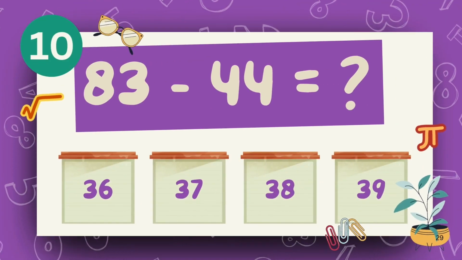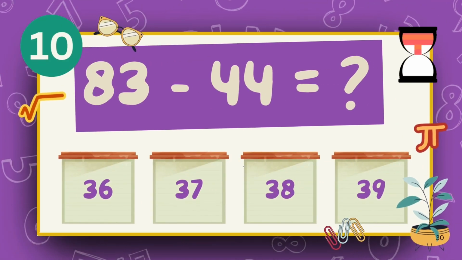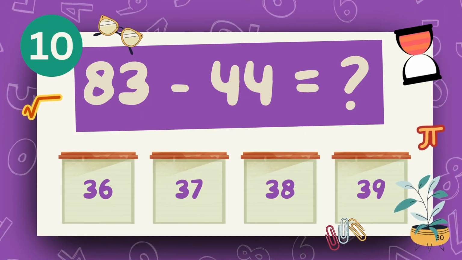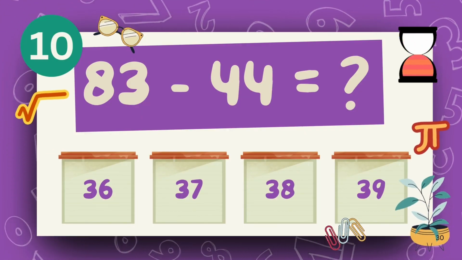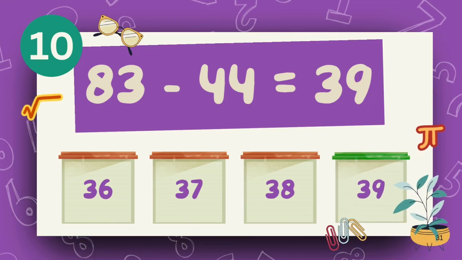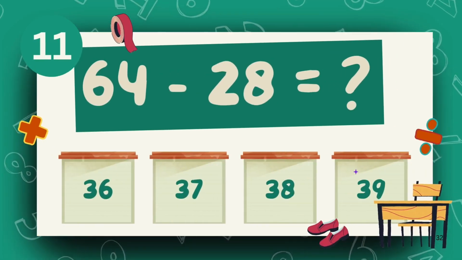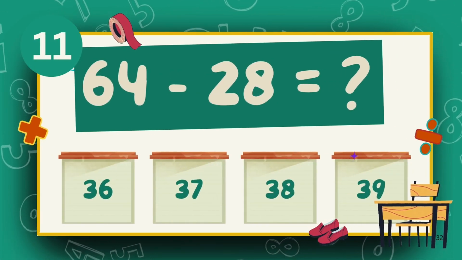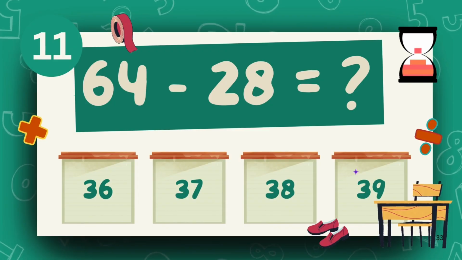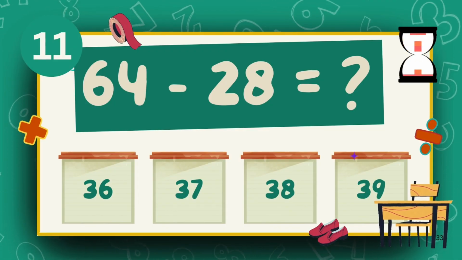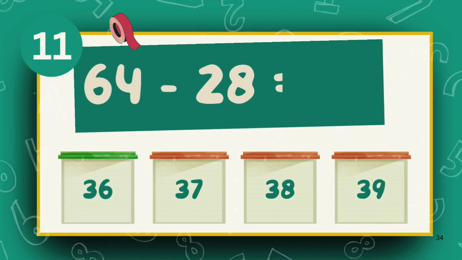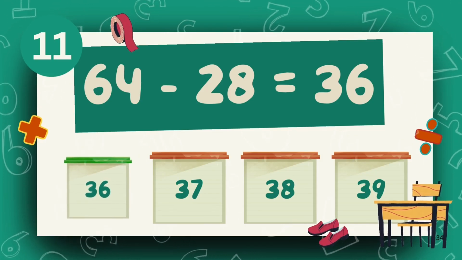What is 83 minus 44? The answer is 39. What is 64 minus 28? The answer is 36.